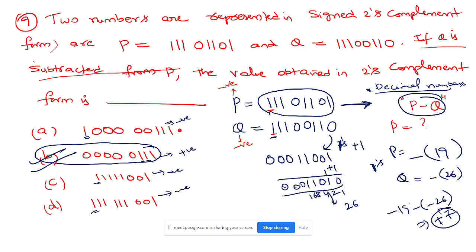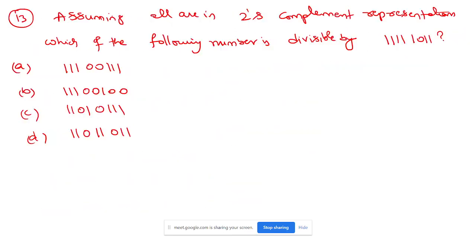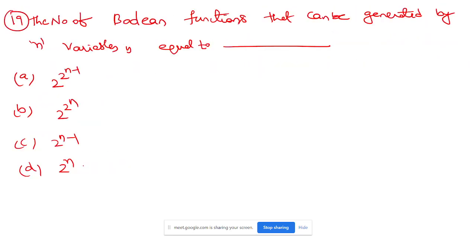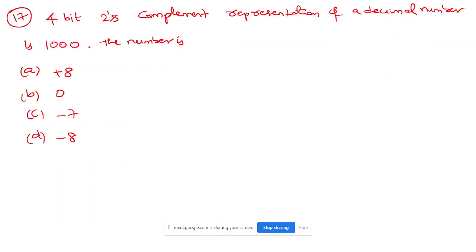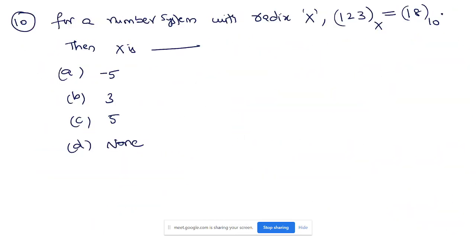I request you to go through all this. So like this, there is one question. There are many questions on 2's complement. I have written like this, right? So please go through this. If at all you have any questions, you please ask me, or we can do a separate session.